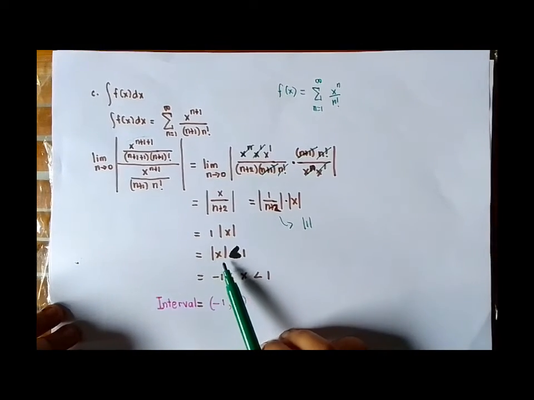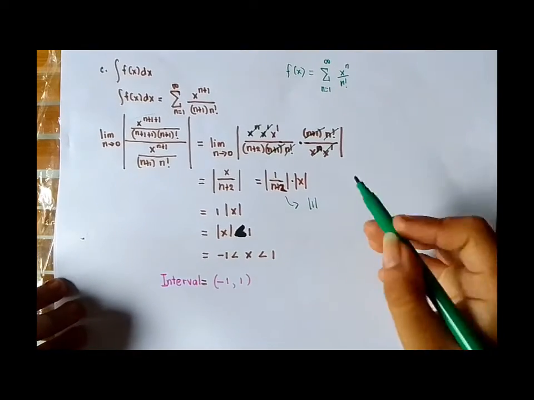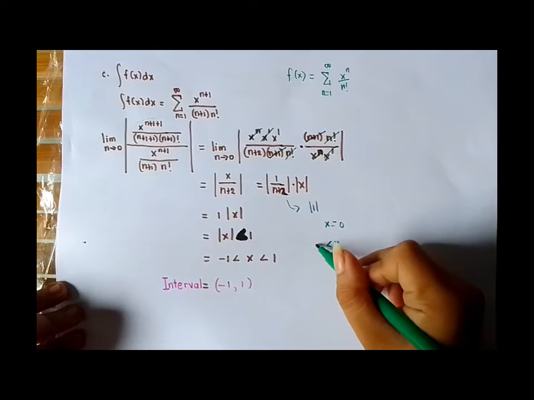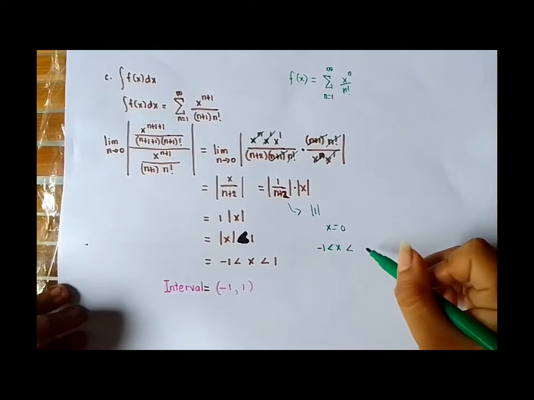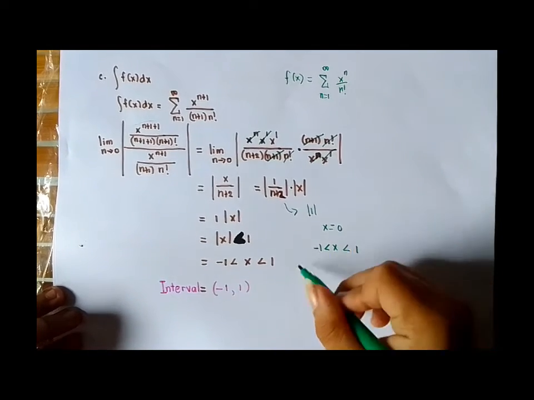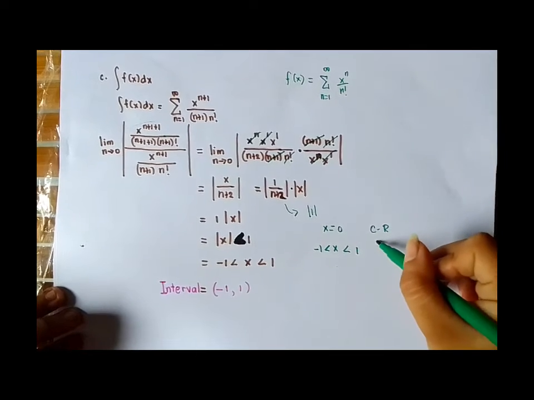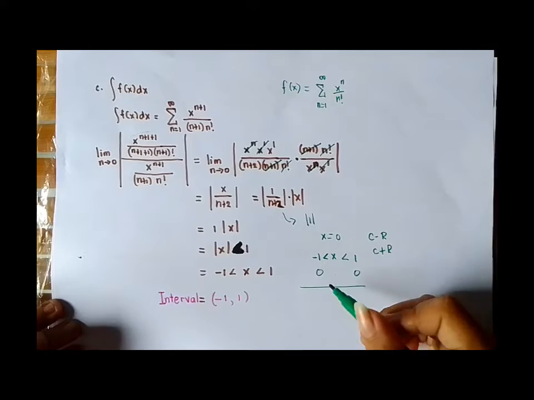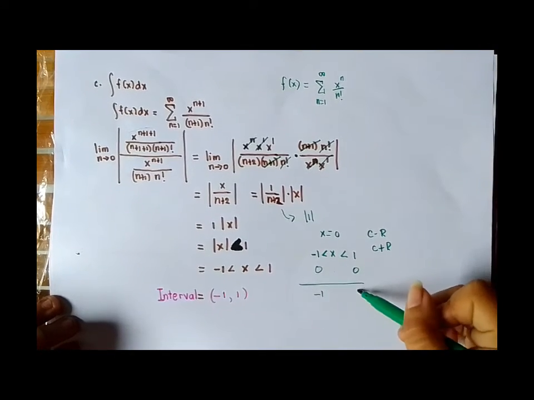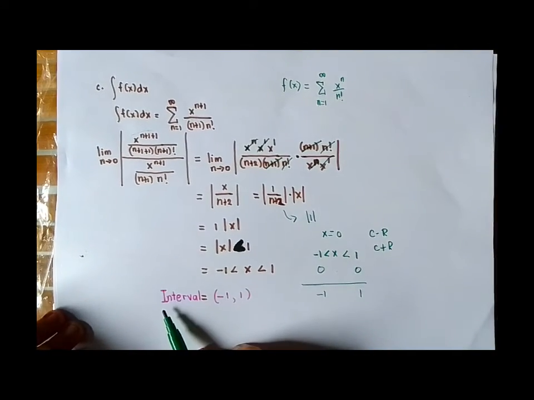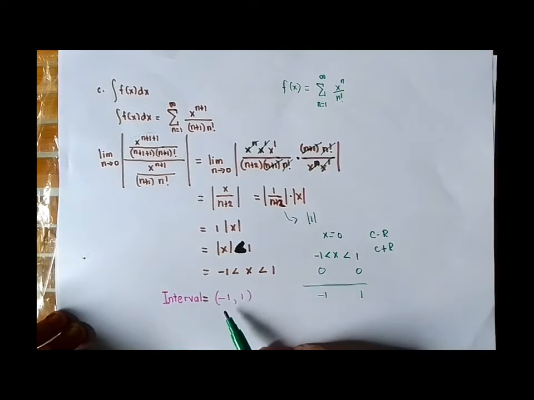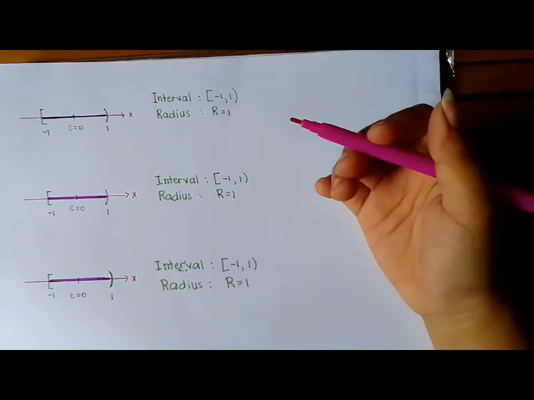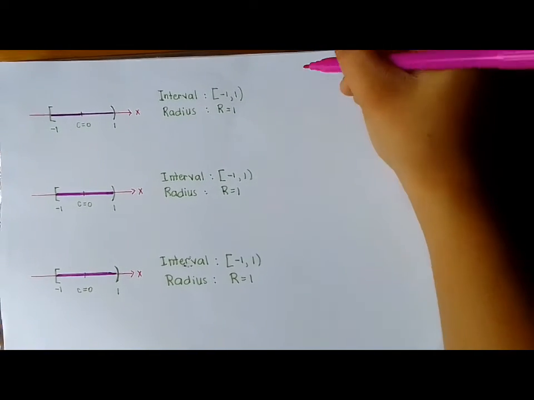Then the absolute value of x is less than 1. Then we have here x equals 0 and x which is greater than negative 1 and less than 1. Then add 0 to c minus r and c plus r. We have negative 1 plus 0, negative 1, and 1 plus 0 is 1. We have our interval of convergence, negative 1 and 1. At this point, we'll find its endpoints.